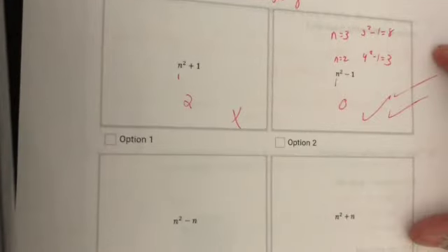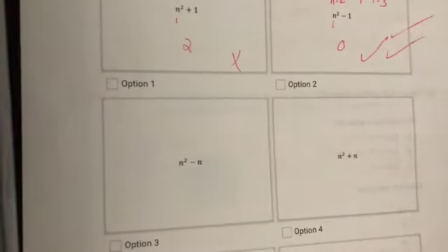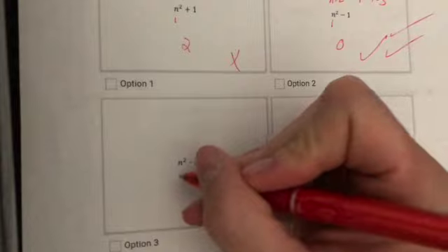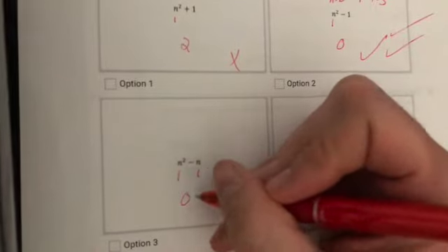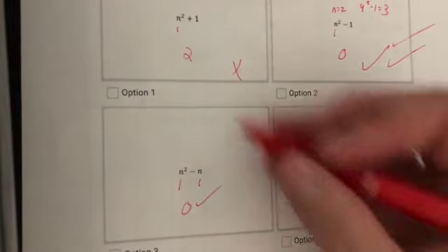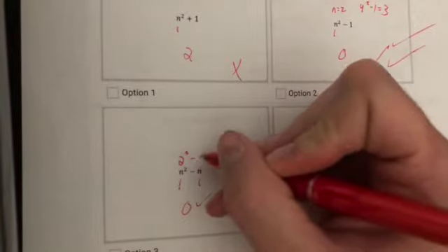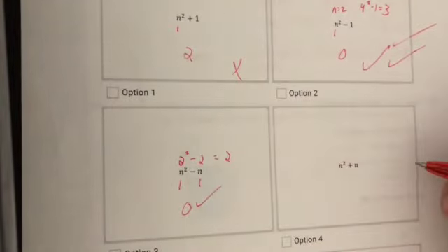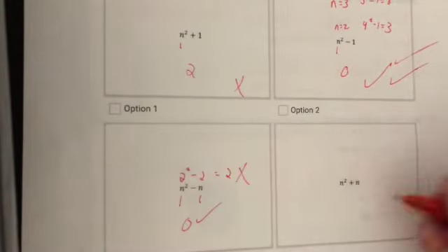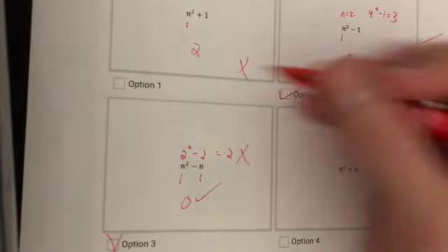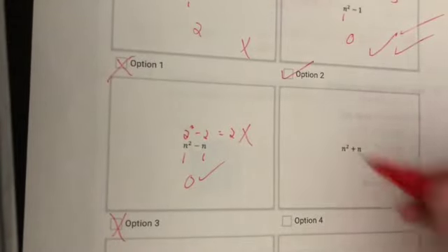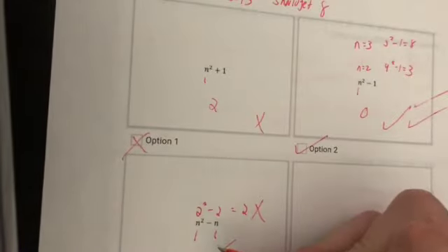All right, n squared minus n. So let's see, does that work? If n is 1, I get 0, which works, okay. If n is 2, I get 2, which is not what I'm supposed to get. So this one does not work. So 2 worked, 1 does not, and 3 doesn't work. So if you only tried n equals 1, you would have found that this one works.